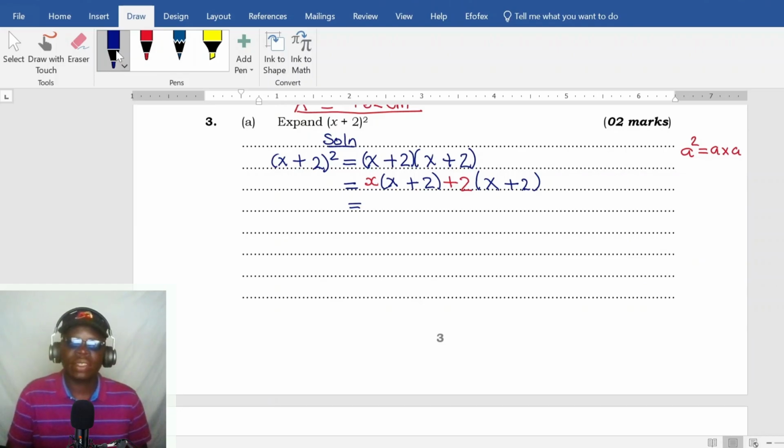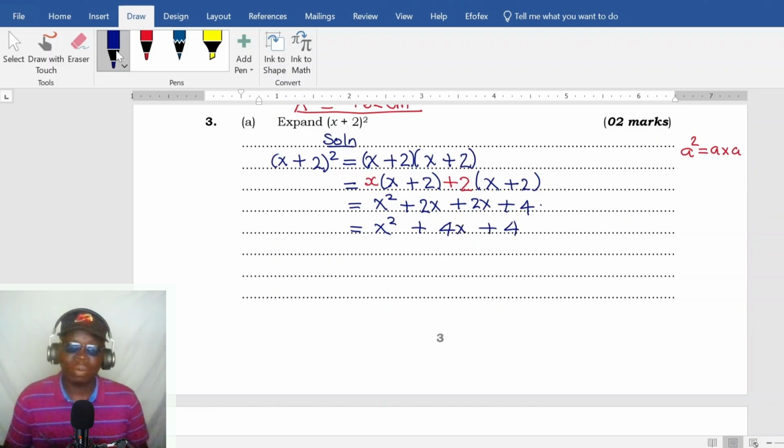So x times x, we get x squared. Then x times 2, we get 2x. 2 times x, we also get 2x, and 2 times 2, we get 4. Simplify the terms in the middle, and that is 4x. So we have x squared plus 4x plus 4. Is there anything else? Nothing. We have simply expanded. I think this is the longer version of expanding. Let me show you another small trick of expanding in one line. If you're excited, let's move on.